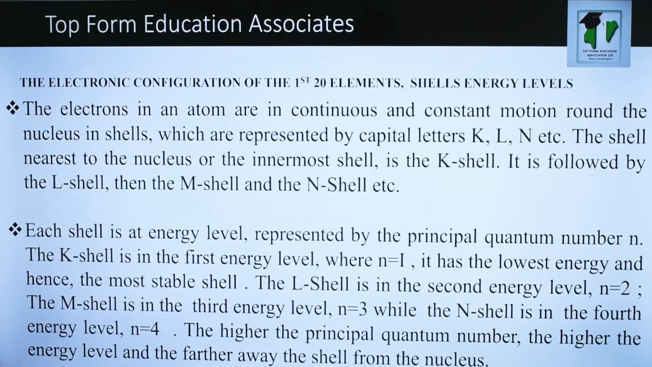What we are saying here is that the first shell, which is closest to the nucleus of the atom, has the lowest energy, and its principal quantum number n is 1. Then the second shell, L, is the next shell after the K shell, and its principal quantum number is 2. It follows like that to the M shell, and so on. The higher the quantum number, the higher the energy level. And the other way around, the lower the quantum number, the lower the energy level.